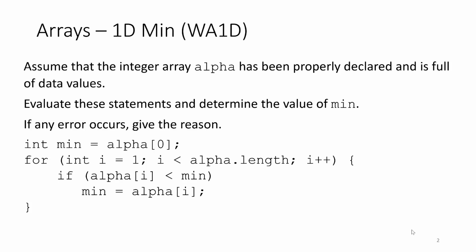For int i takes the value of 1. Continue the loop as long as i is less than alpha dot length. Increment i by 1 each time. Inside the loop, if alpha sub i is less than min, then min is assigned the value alpha sub i.